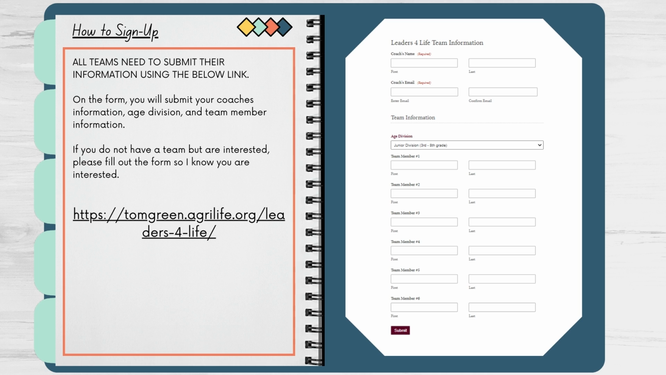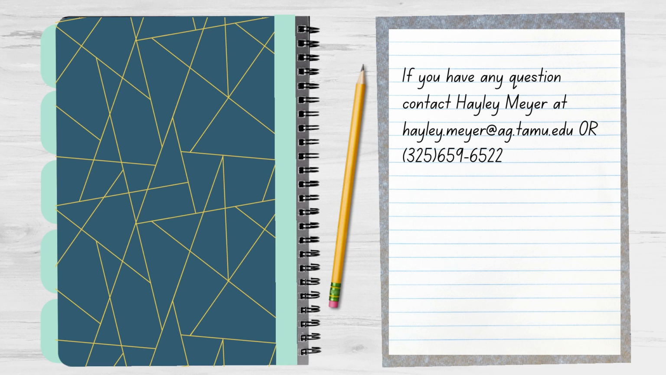So this is just what the form looks like. It's on our county webpage. So all you'll really need is your coach's name, coach's email, age division, and then list out your team members. Again, this is mainly so I can check if they're enrolled in Forge Online, as well as just to know who's interested and how many teams we have.